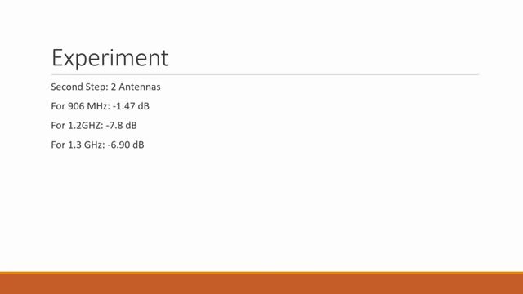For the second part, I placed another probe in the middle, and I placed the first probe at the 1/4 length. Then I did my measurements to obtain input and output signals. For 906 MHz, I obtained 1.47 dB of power loss, and for 1.2 GHz I obtained 7.8 dB, and for 1.3 GHz I obtained 6.9 dB. These are calculated using the power loss formula, which is 10 logarithm of output voltage over input voltage.